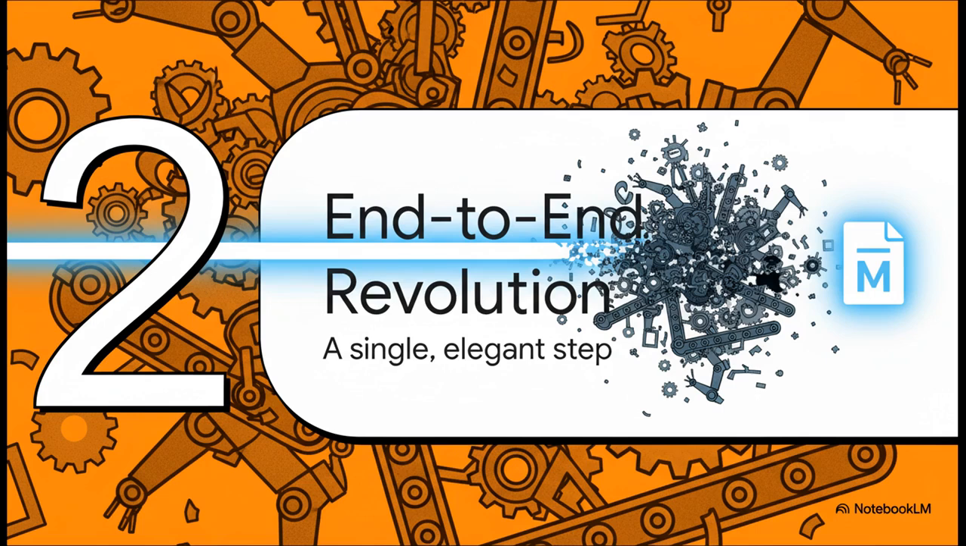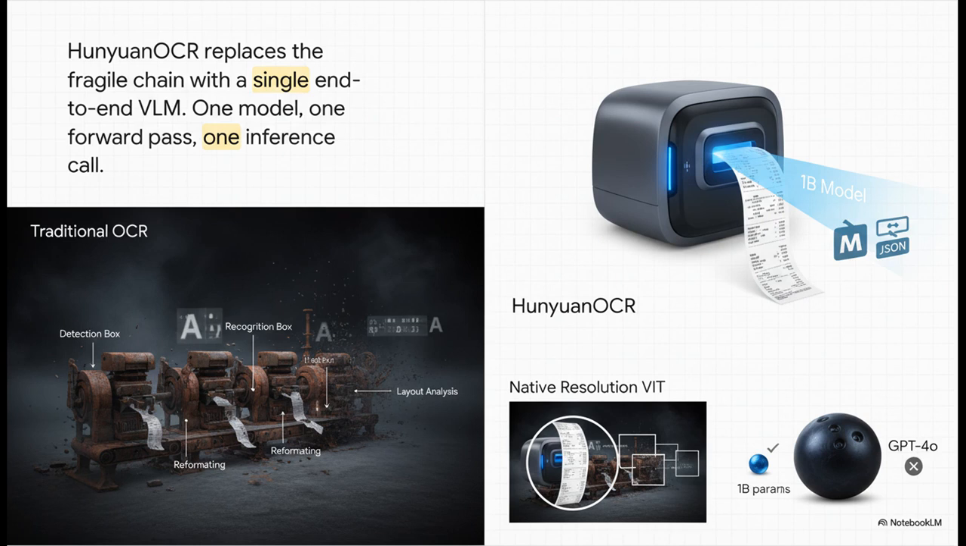Well, it's not an improvement, it's a revolution. It's about collapsing that entire pipeline into one single powerful step. And this is it. This is HunyuanOCR. Instead of that chain of 5 different services, it's one model, one end-to-end vision language model. You feed it an image, you give it a prompt, and you get clean, structured data back. That's it. One forward pass. The entire Frankenstein's monster. Gone.